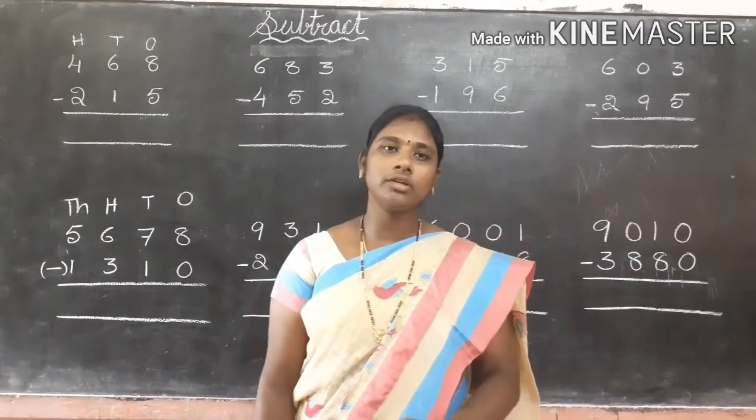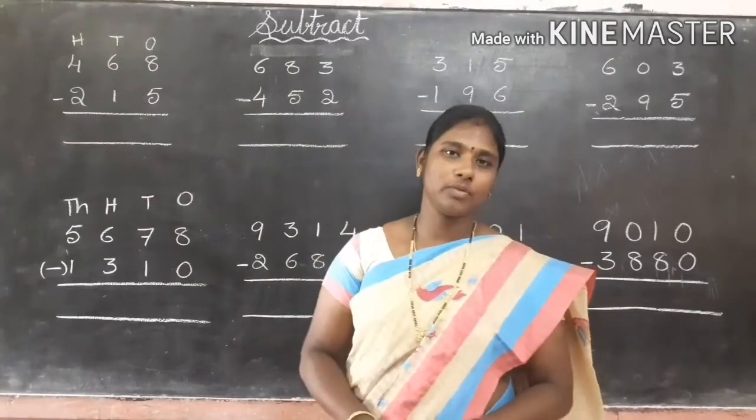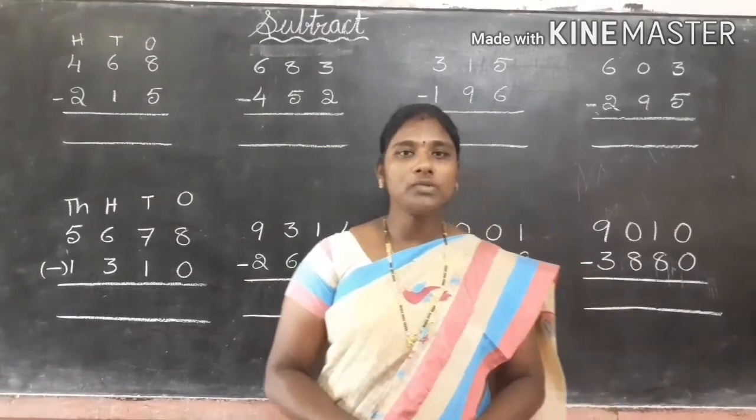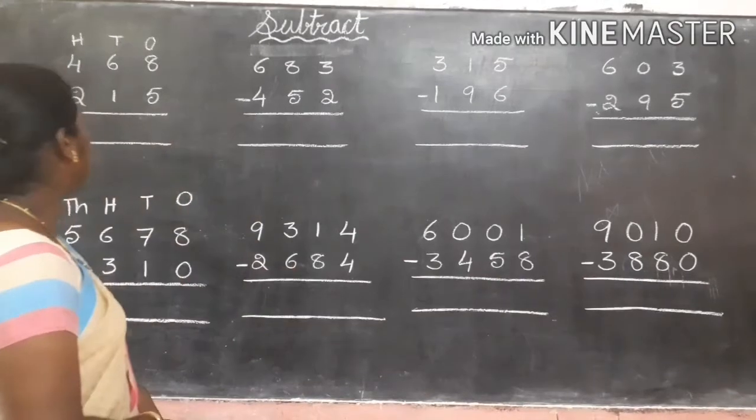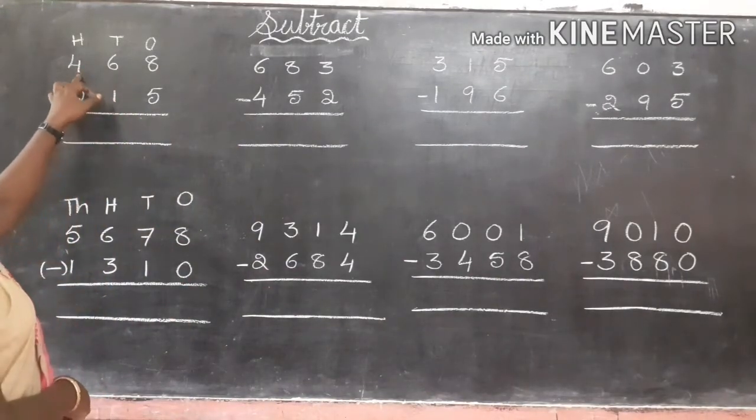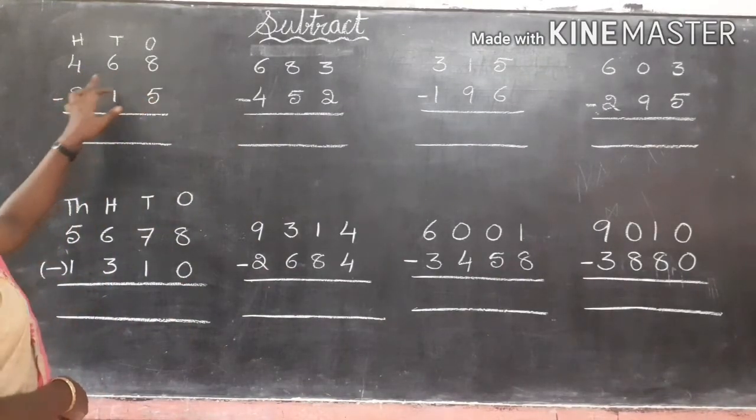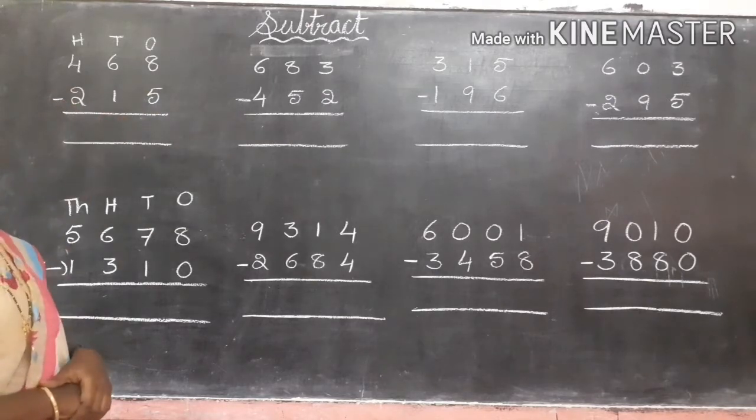Today we are going to learn problems on subtraction. Look at the board. Here, see, this is 468 minus 215.